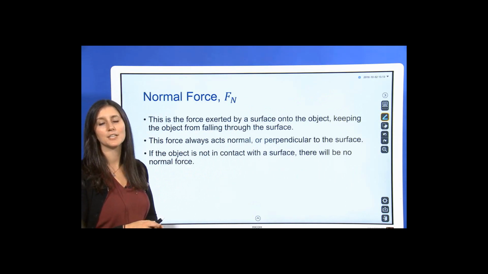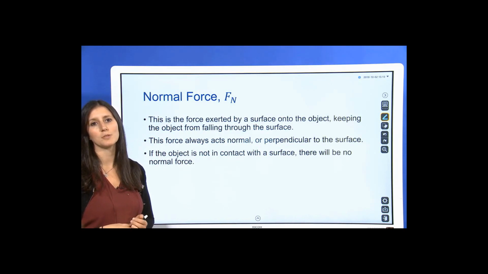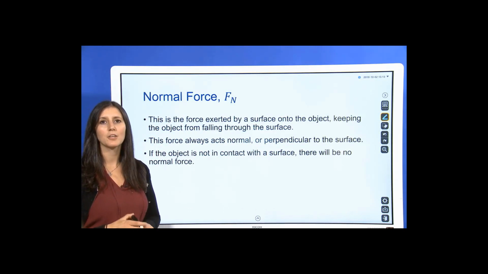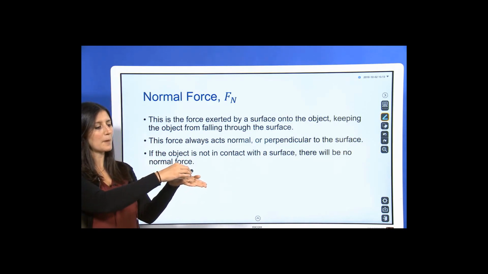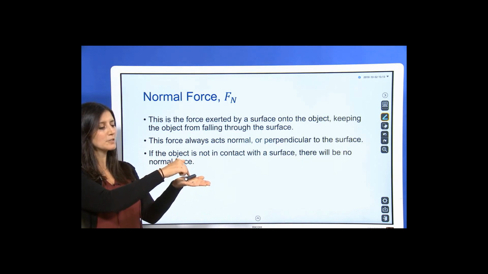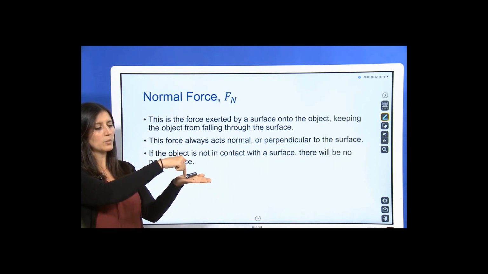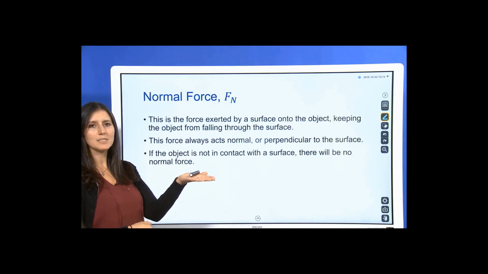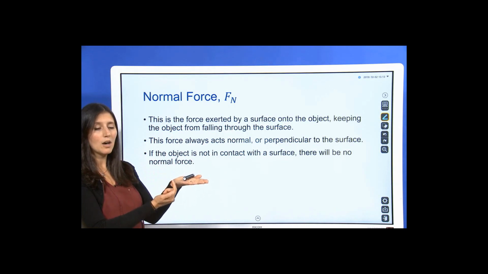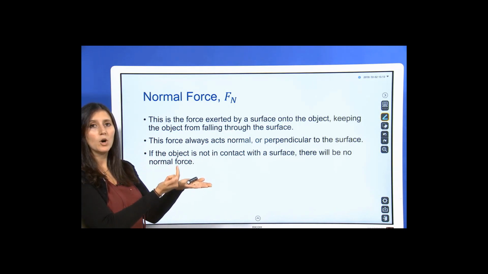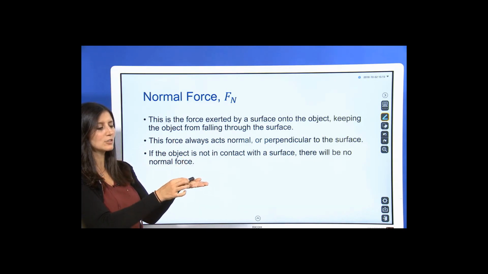The next force is the normal force. This is the force that's exerted by a surface onto the object, keeping the object from falling through the surface. So for example, let's say my hand here is a table and I put a pen on the table. There is a force of gravity acting on this pen. It always points straight down. If that was the only force acting on the pen, it would be falling. So there must be an equal and opposite force acting on the pen, holding it up. That force is the normal force. It's the force exerted on the pen by the table below it.